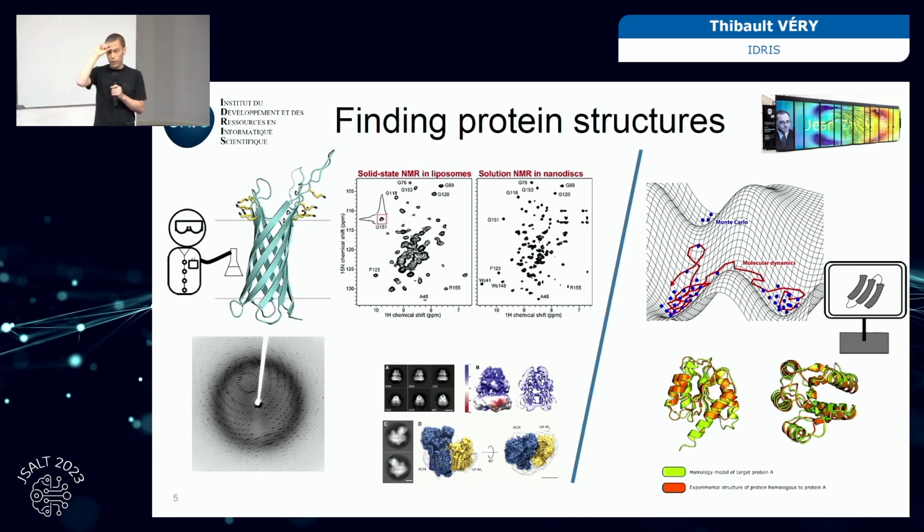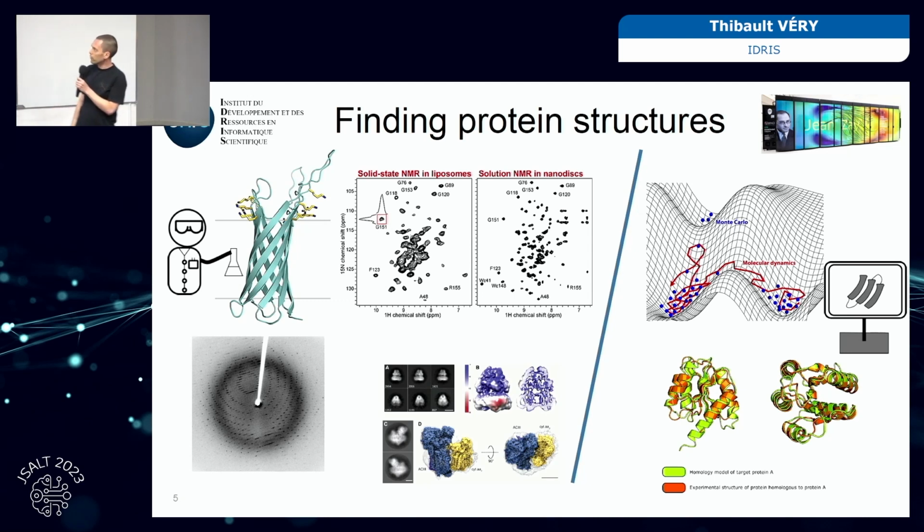We have other techniques to do that. We have, for example, nuclear magnetic resonance. That's the picture here. You can have either solid state or in solution. It's a bit less difficult because you do not have to crystallize, but this technique also has some drawbacks: you cannot use it for all the proteins.